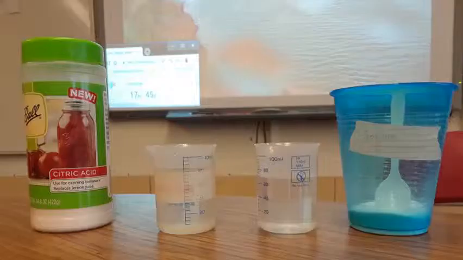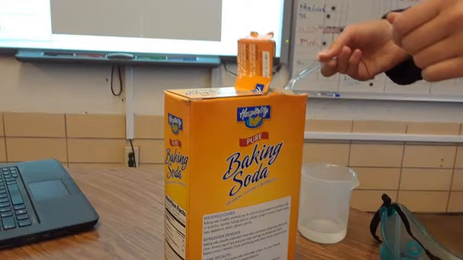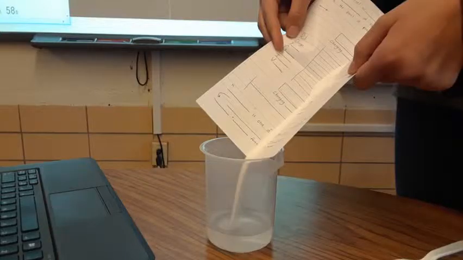The ice-cold experiment. In the ice-cold experiment, we mix baking soda and water, and citric acid and water. We then measured the temperature of both solutions and then mixed both together and observed what happened.